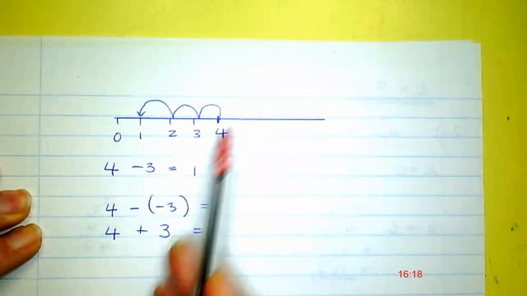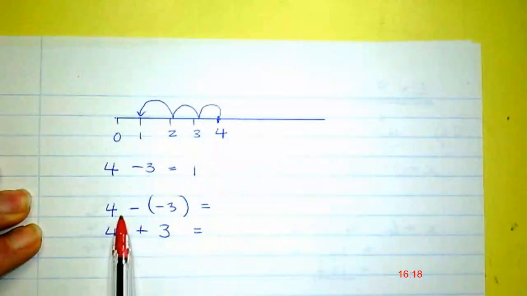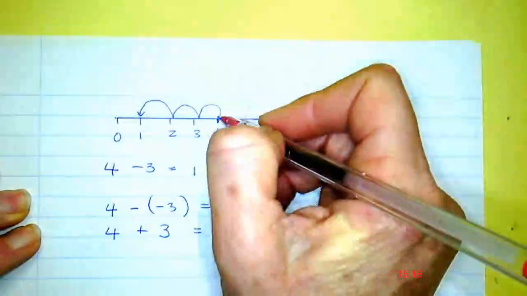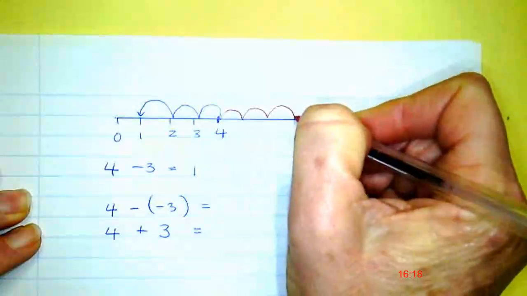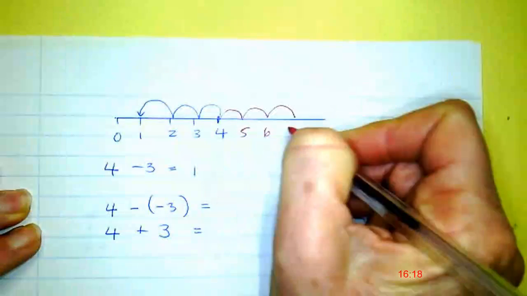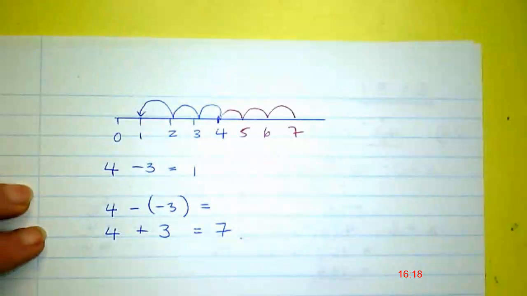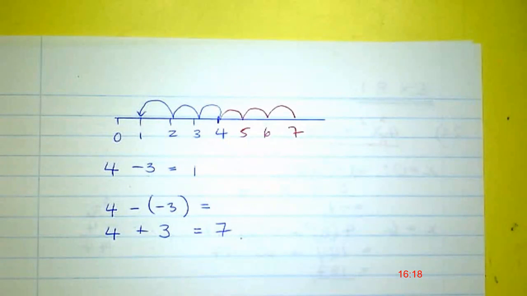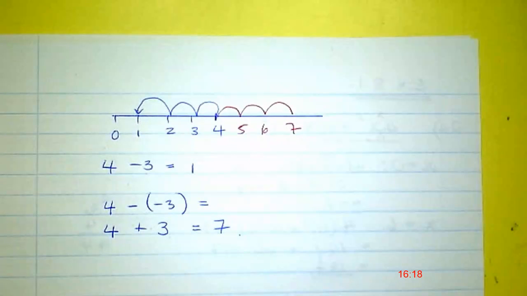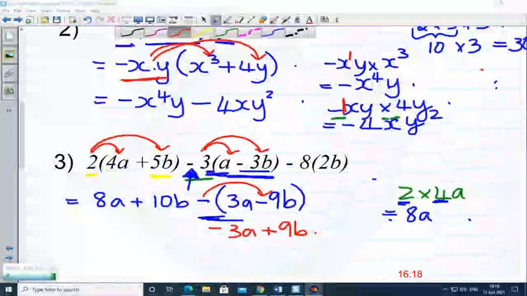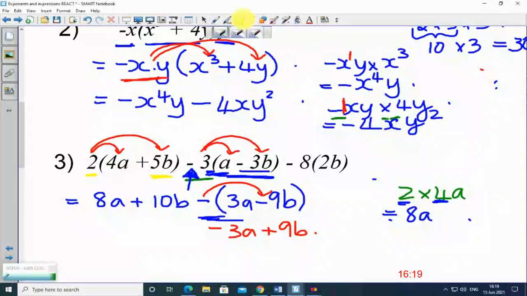4 minus normal 3 was this. So 4 minus minus 3 actually ends up being this. Where are we at? 5, 6, 7. The answer is going to be 7. Okay, so let's go back to my question on the board. I'm going to try and explain it again in one step. I'm going to rub out all that messiness and do it all in one step.